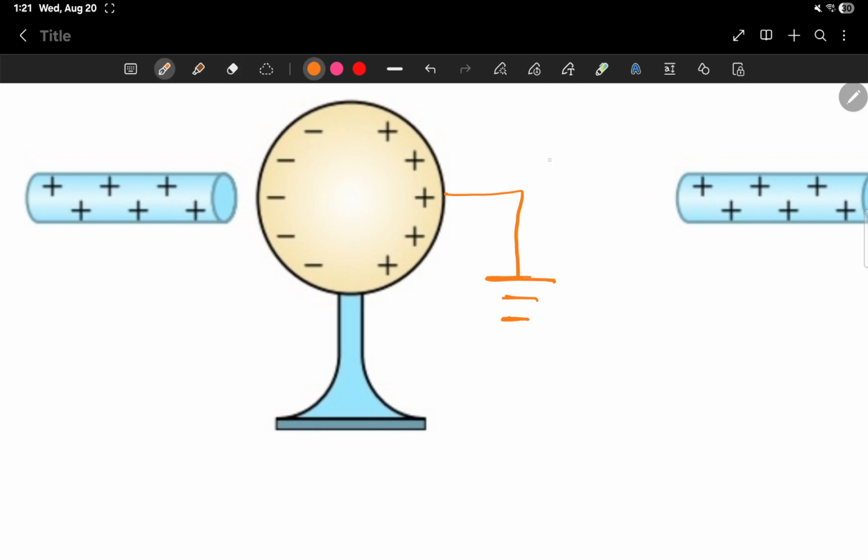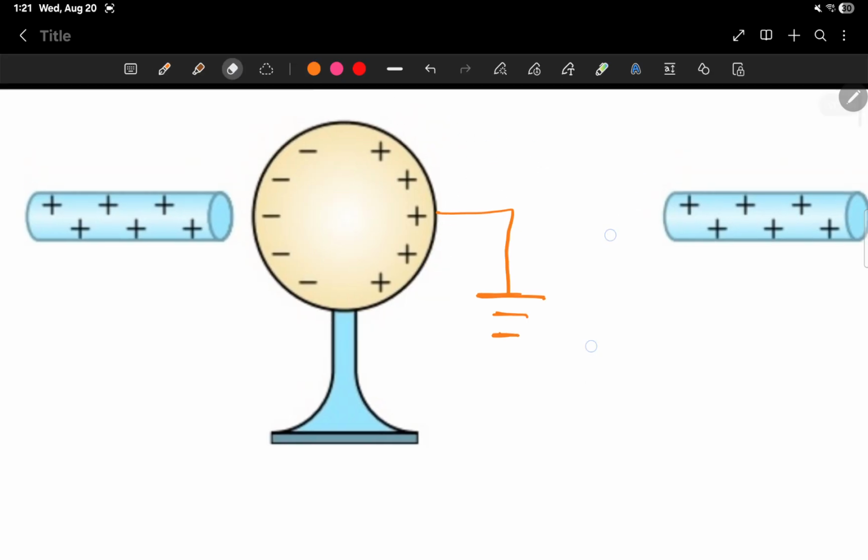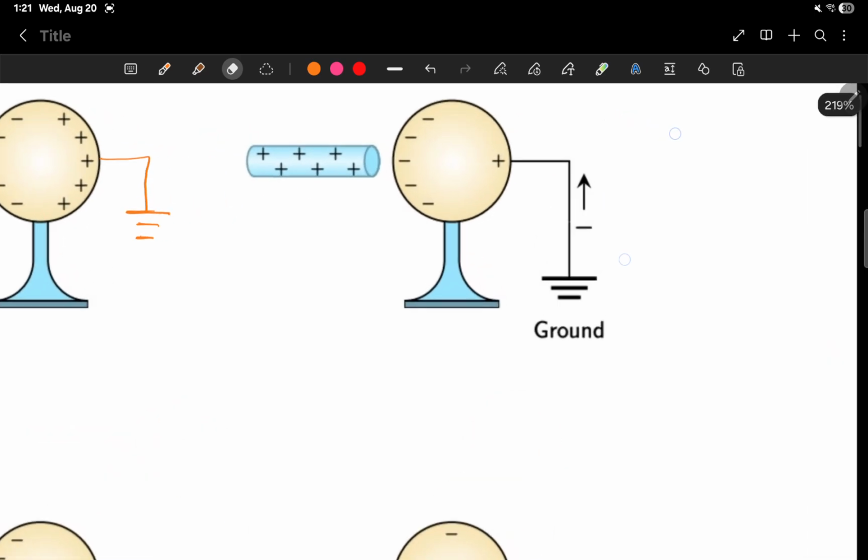Now, how do we know whether electrons flow into the sphere or out of the sphere? This just depends on where we connect the ground itself. In this scenario, we've connected the ground to the positively charged region of the sphere. Because of that, electrons are going to flow from the ground. They're the ones that are going to be attracted into the sphere, and they're going to neutralize this region of the sphere. So that's what's going on.